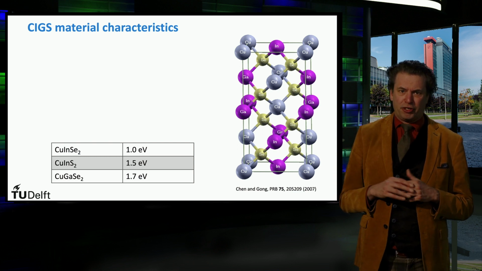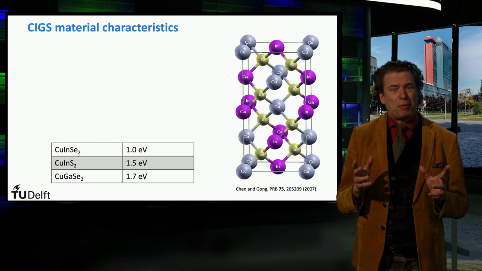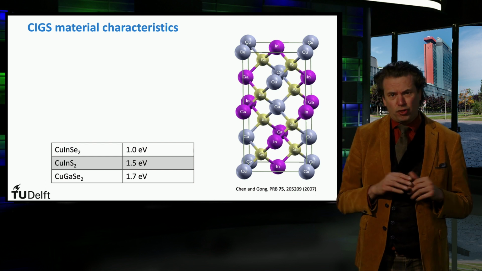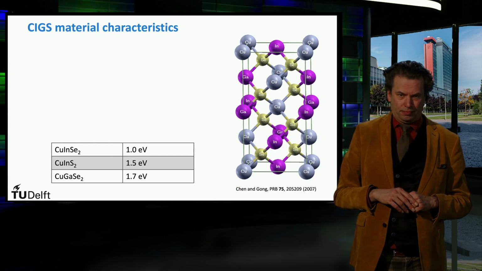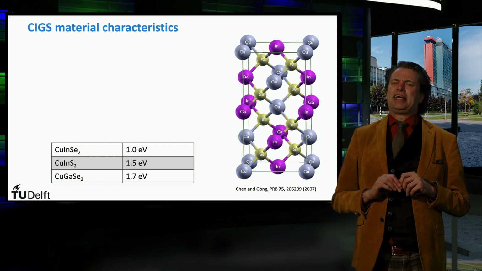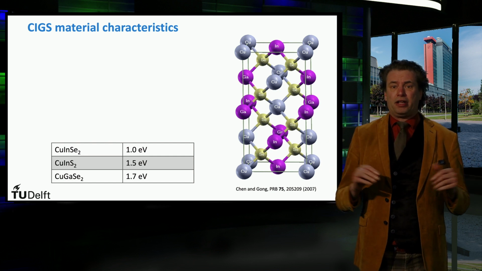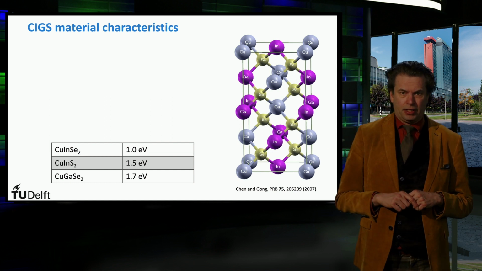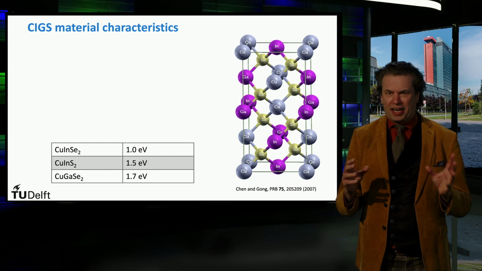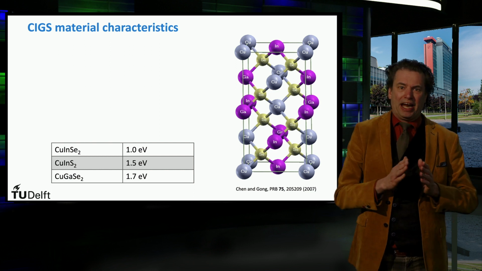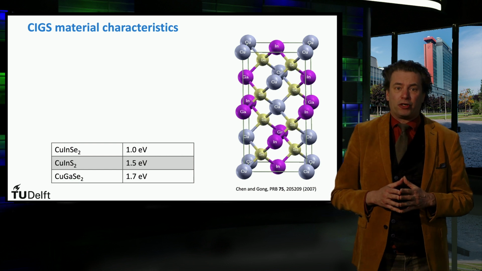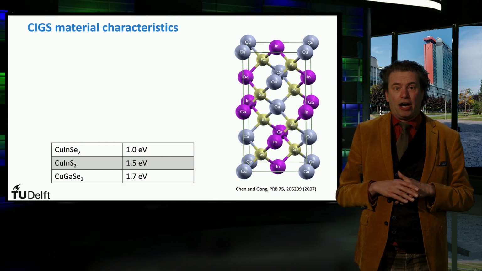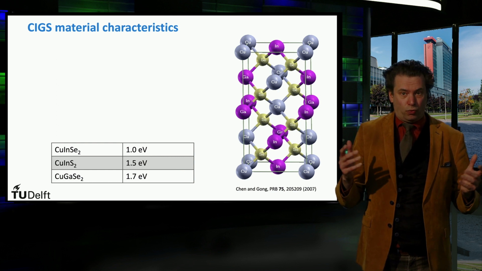The heterogeneous material consists of a phase of copper indium selenide, often indicated by CIS, and copper indium gallium selenide. X equal to 0 means it's a copper indium diselenide material and X equal to 1 means it's a copper gallium diselenide material. It means that using the copper gallium ratio X, the band gap can be tuned from 1 electron volt for copper indium diselenide at X is 0 up to 1.7 electron volt for copper gallium diselenide at X is 1.